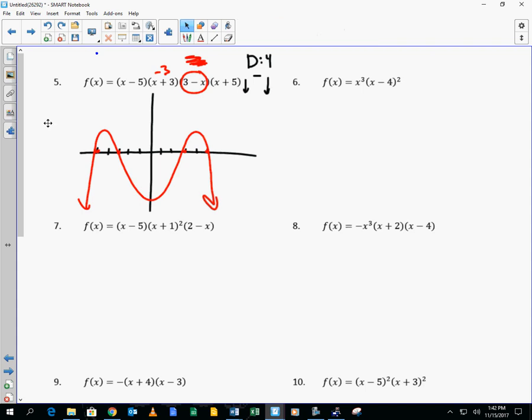We'll do 3 more, 6, 7, and 8. What is the degree for number 6? It is 5th degree. Positive or negative? Positive. So it will finish up and it will start down.